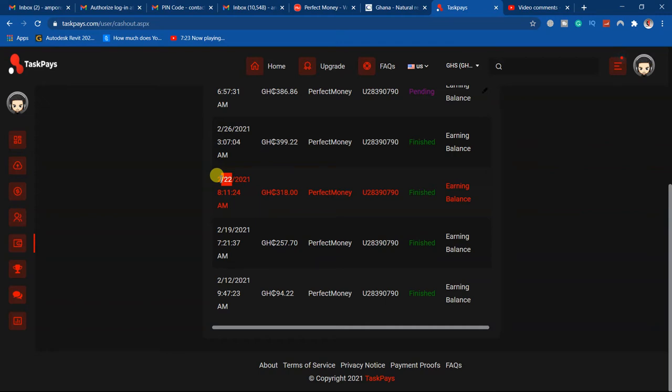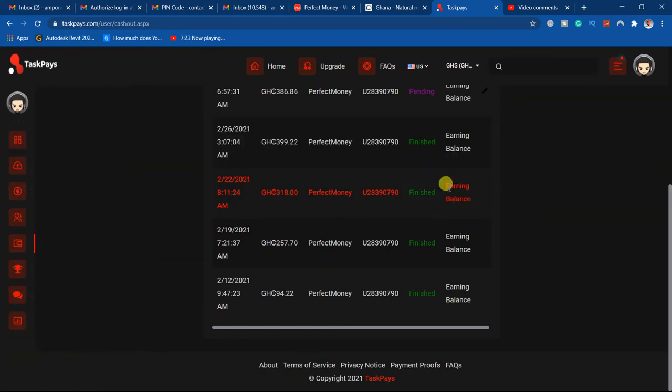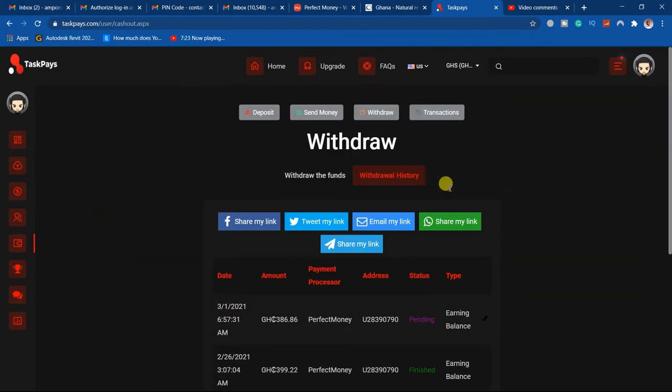The reason being that I'm able to get more than 87 Ghana cedis within 3 days. That is why. So I started with 284 Ghana cedis. Then later on, I upgraded to the plus package, which is the 700 Ghana cedis one. And now this is, so far, the amount I've withdrawn.